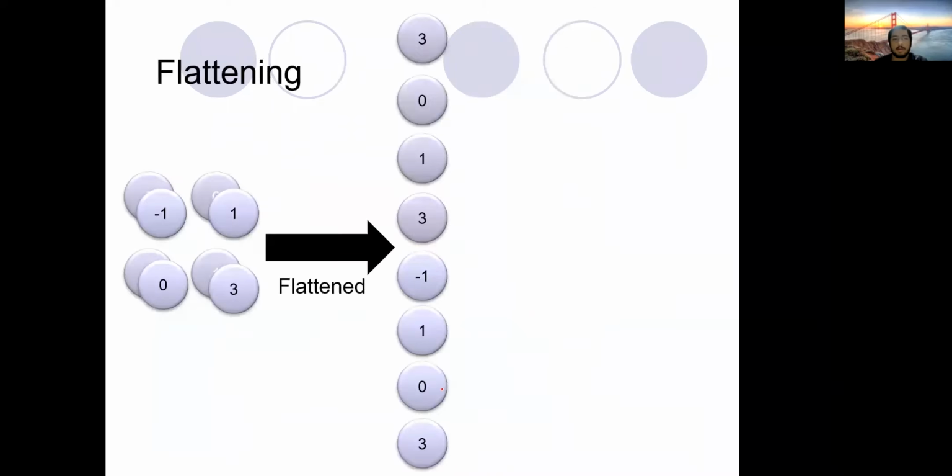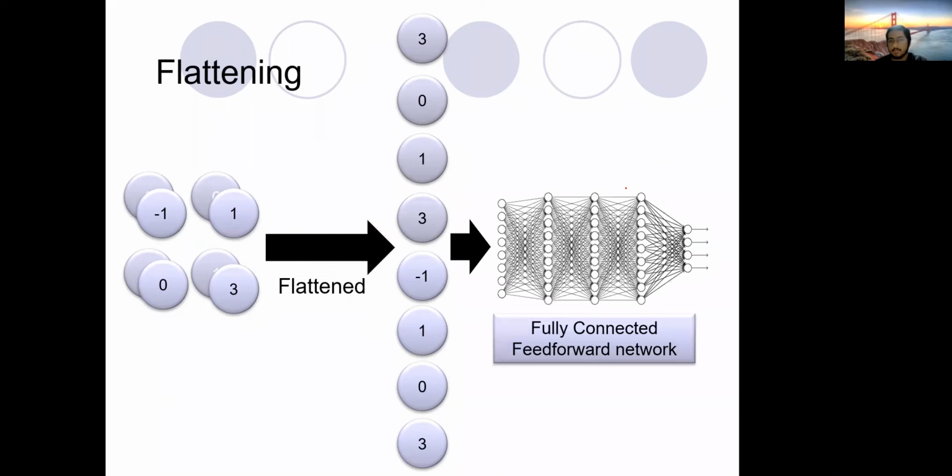Let's look at flattening. Earlier we had this 2 by 2 by 2 matrix, which when flattened is this. You have a 1 by 8 matrix. And this is then connected into a feed forward network. And that's pretty much it.